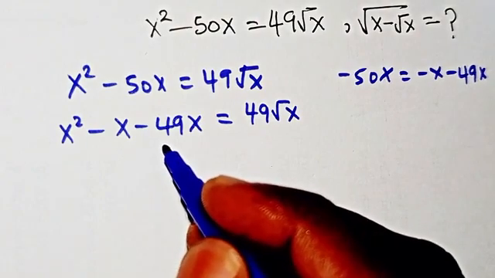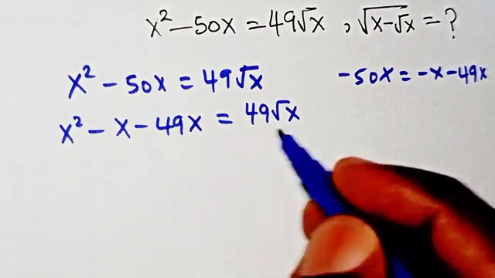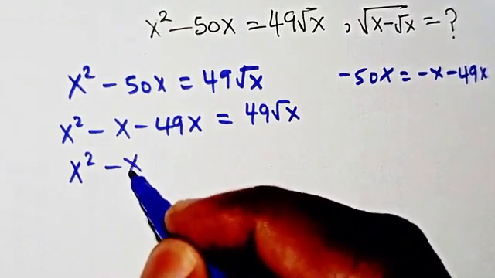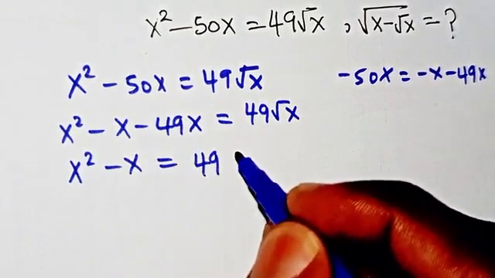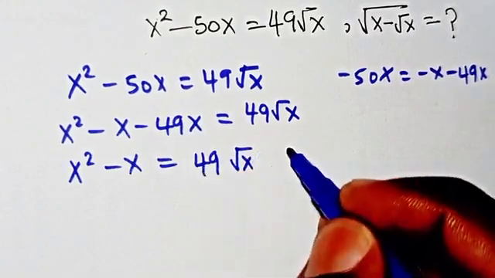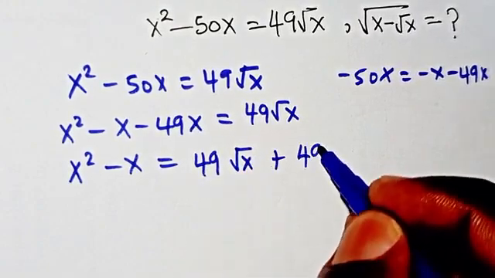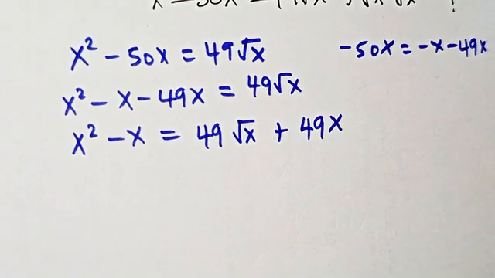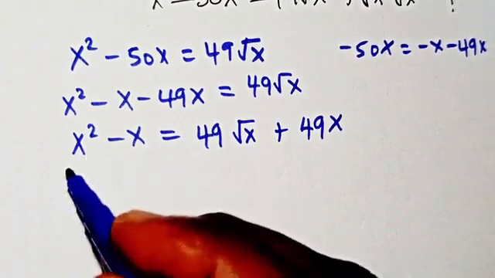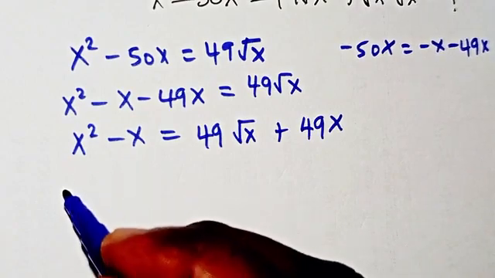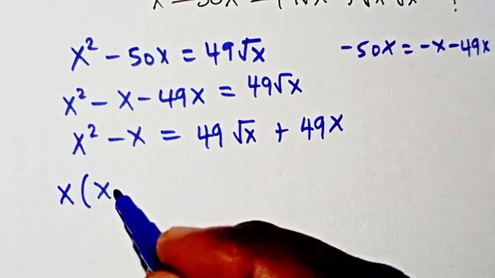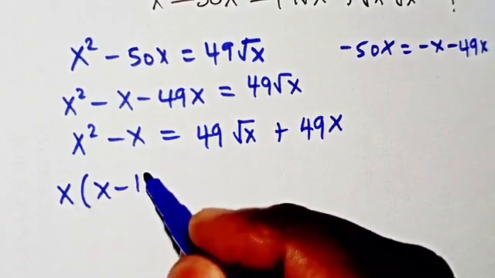So now I move on from there. I'm going to transpose this minus 49x to the right hand side. I'm going to have x squared minus x equals 49 root x plus 49x. So now from there, I'm going to factorize this. x can be factorized. I have x here into bracket. x squared divided by x will give me x, minus x divided by x will give me 1.